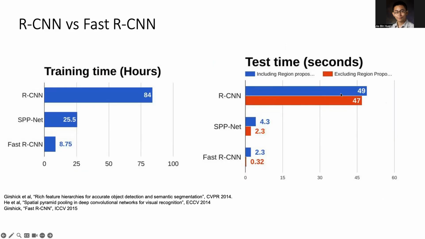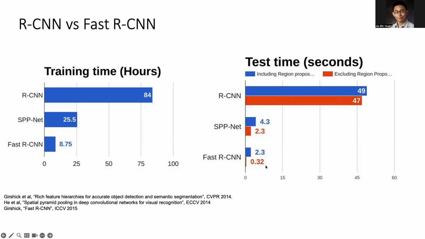What happens there is that your main computation overhead is mostly on processing the CNN features. So this is 47 seconds, and once you do Fast RCNN, what happened here is that now the CNN feature extraction is very fast. It's like 0.32 seconds.